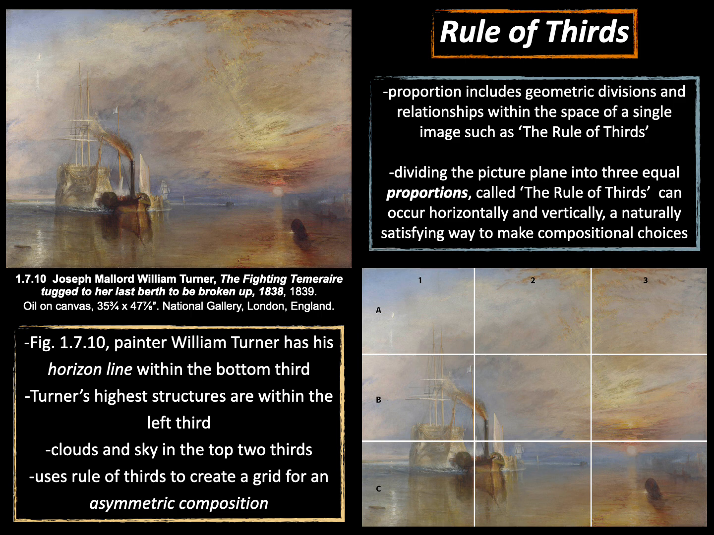Proportion includes the geometric divisions of the picture plane. The rule of thirds is one of the more popular examples of this way of mathematically dividing a surface into a grid that will help determine the compositional layout. Painters often utilize such approaches, and we can see here in William Turner's painting how intentional his composition is by comparing it to the rule of thirds grid that he almost certainly used before he even began to paint. The rule of thirds divides the picture plane into 3 equal parts, both along its height and its width.